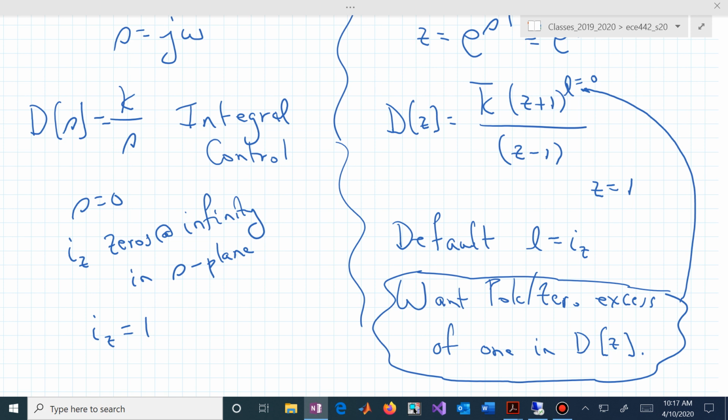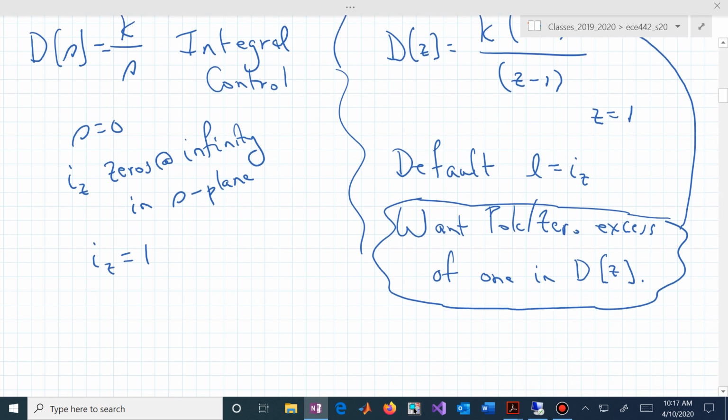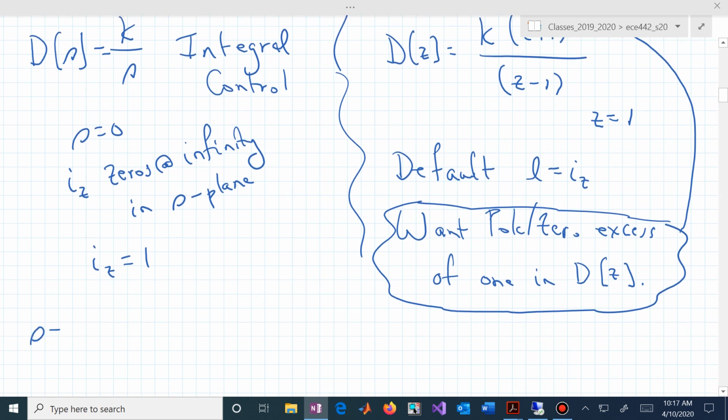Suppose now somebody says, let's match the gain in this integral controller. Hopefully you see that at s equal to 0, what happens to the magnitude of D of s?